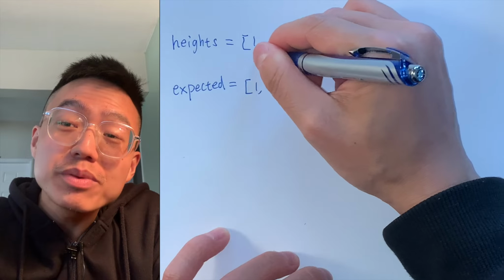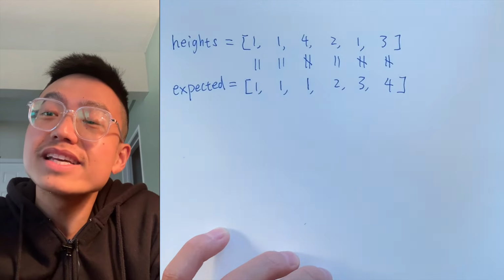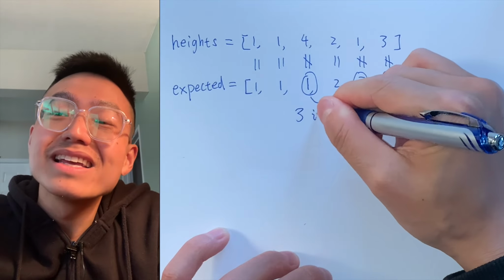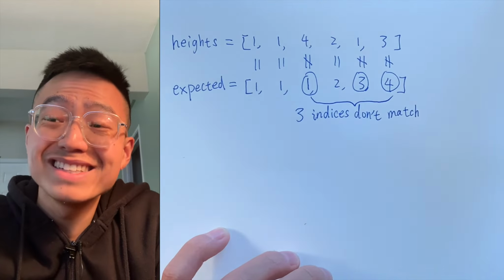Let this order be represented by an integer array. The integer array name is expected. Well, expected[i] is the expected height of the ith student in the line.